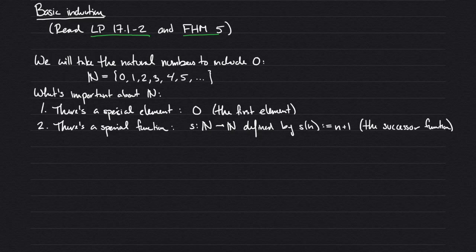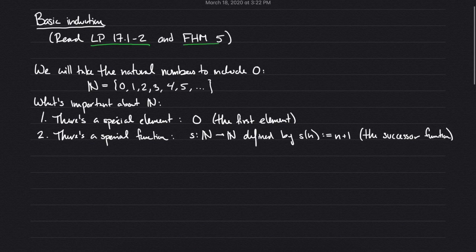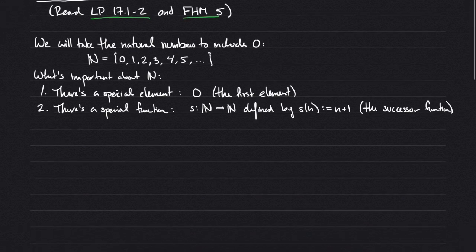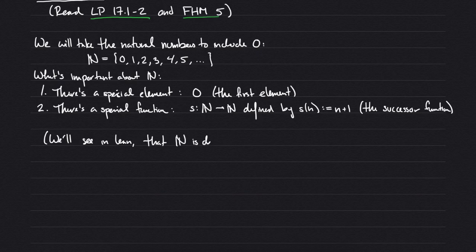But in Lean, because Lean is a very specific thing where everything is defined, or well, some things are defined, the natural numbers is actually defined to be a set that has these two properties. So that's just a bit of foreshadowing. Let me write that. So we'll see in Lean that N is defined by these two properties.